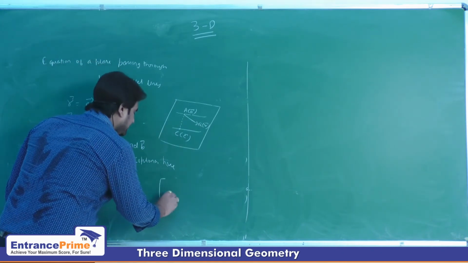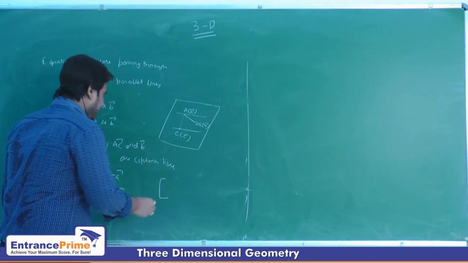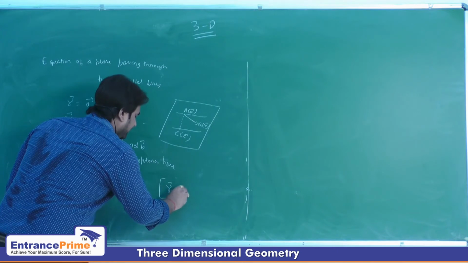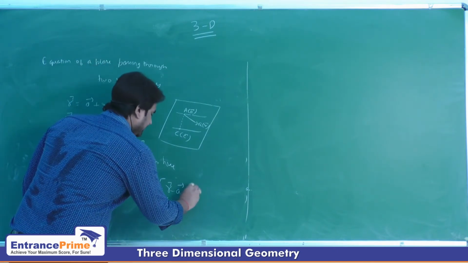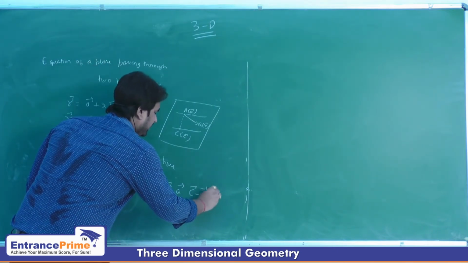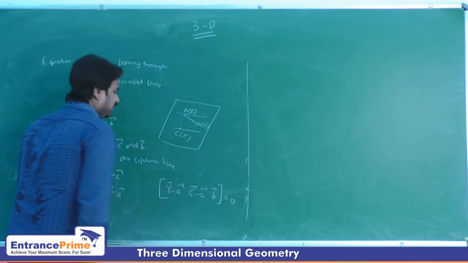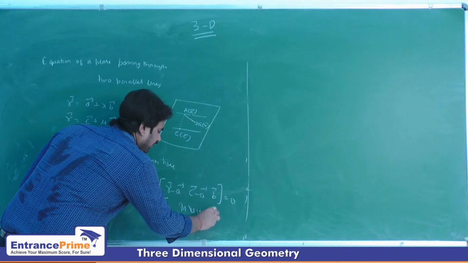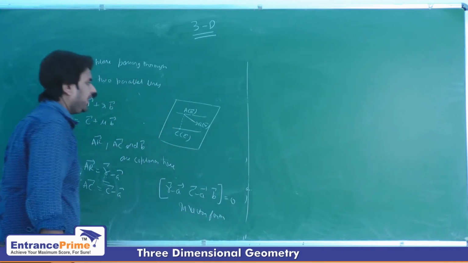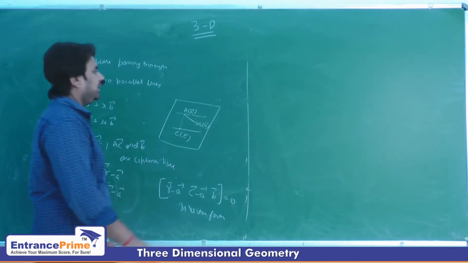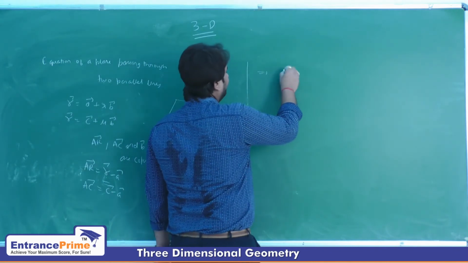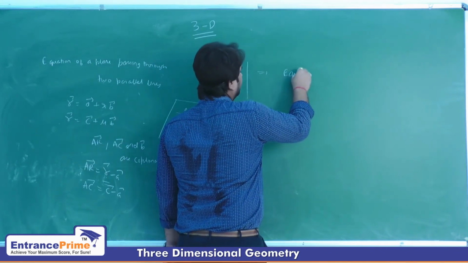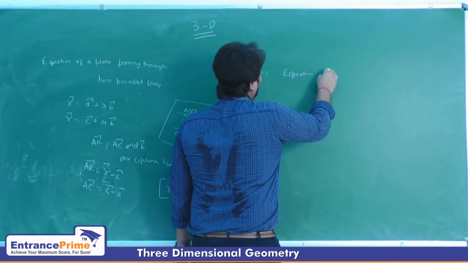So these are coplanar, means the box product is equal to 0. So what is the box product? It is R vector minus A vector, C vector minus A vector and B vector, that is equal to 0. So this is the equation of plane in vector form.